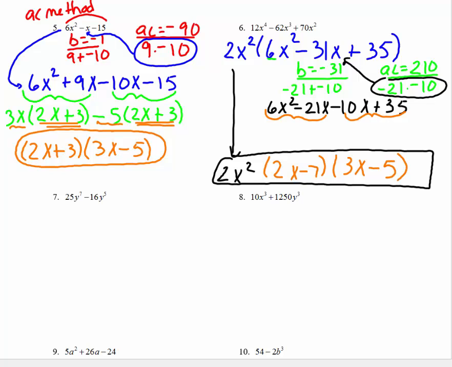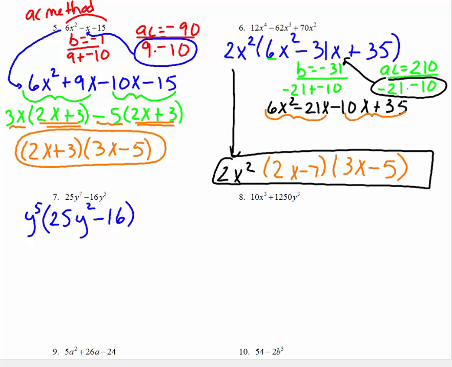Number 7, 25y to the 7th minus 16y to the 5th. First thing we look for is a GCF. Now, between a 25 and a 16, there's nothing common. But between a y to the 7th and a y to the 5th, y to the 5th is in common. So I'll pull out y to the 5th, and we're left with 25y squared minus 16.